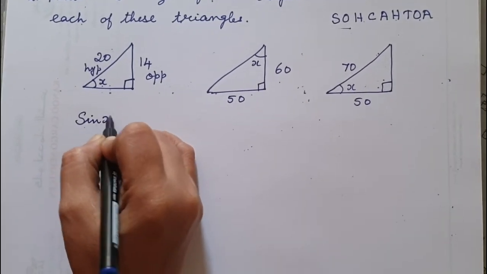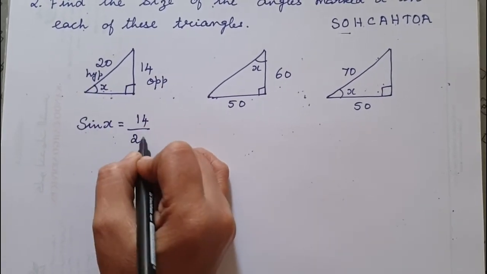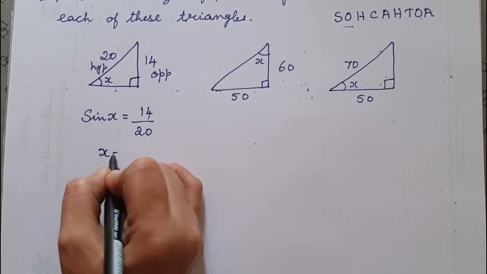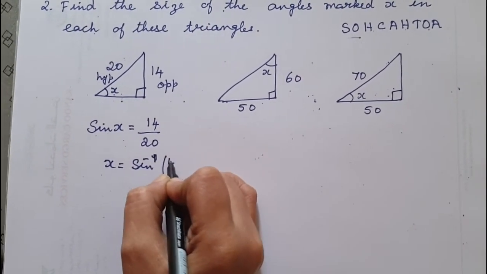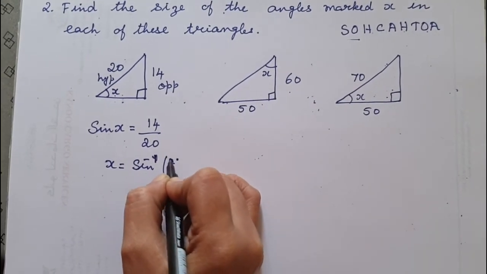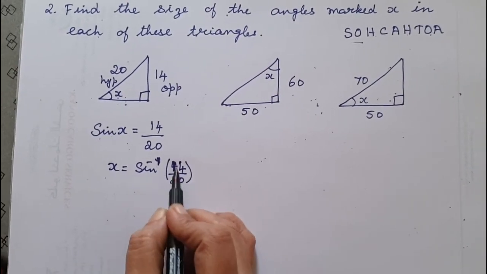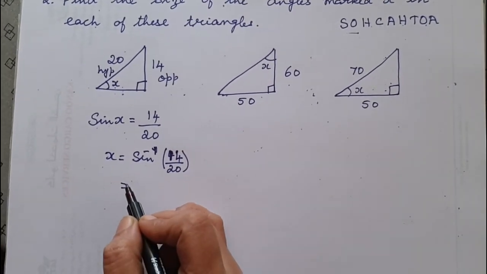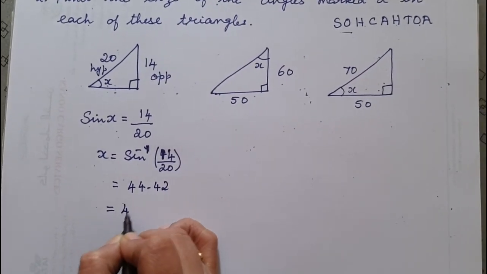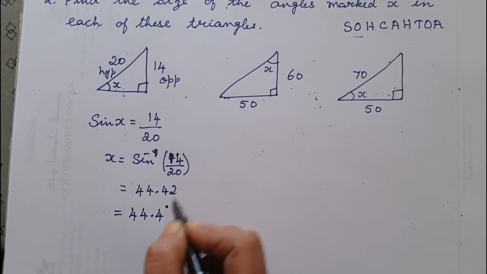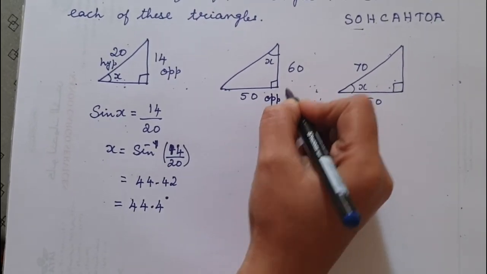So sine x will be equal to the opposite side, 14, over the hypotenuse, 20. So x equals sine inverse of 14 over 20, which is 44.42, so it is 44.4 degrees.